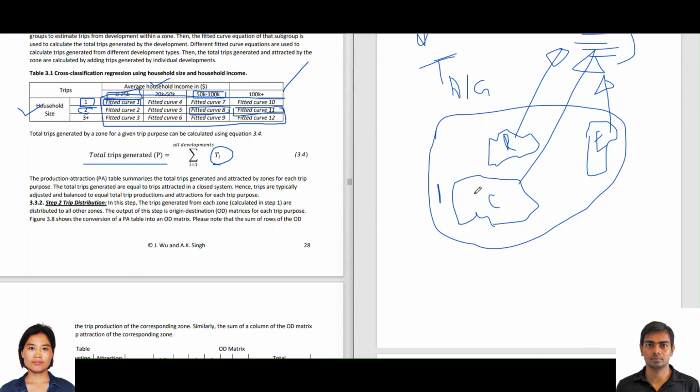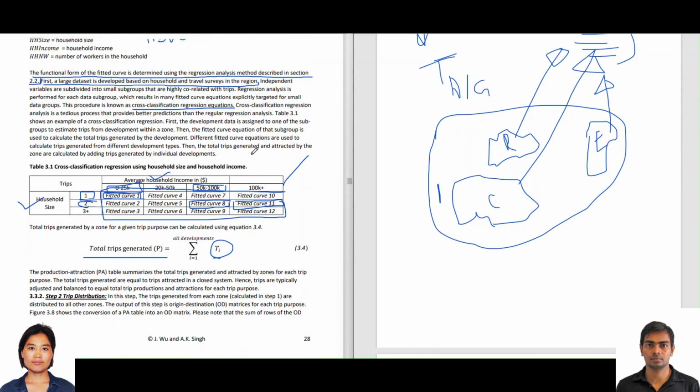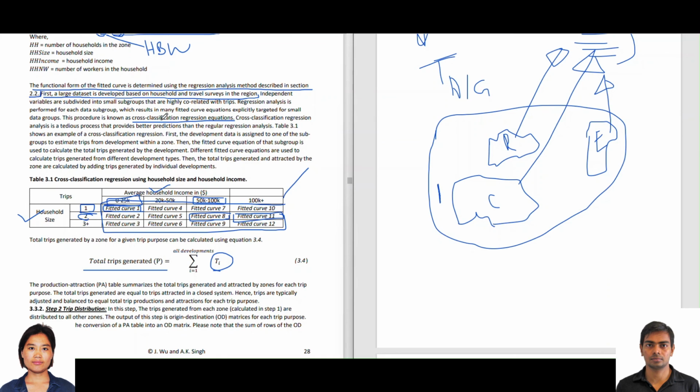I'm hoping it's kind of clear. So first we figure out all these cross classification regression equations for each trip purpose and by development type. Then we sum up all the trips generated for all the developments to calculate total trips generated within one zone. So this equation is for one zone, not all the zones. This is summing up over all the developments within the zone.